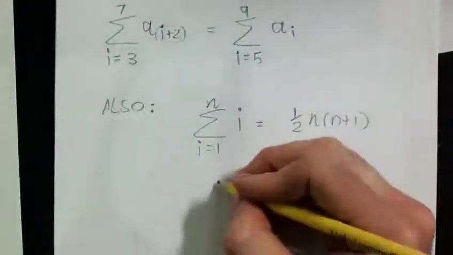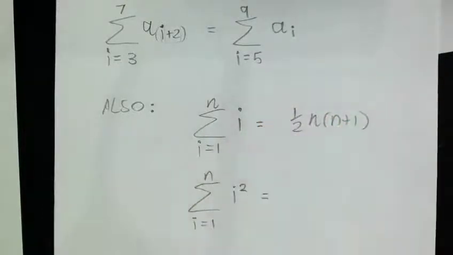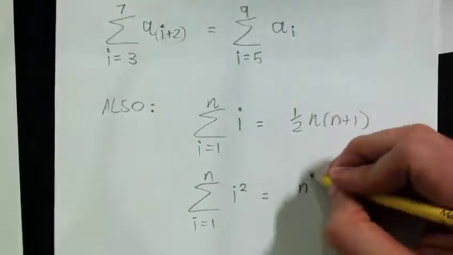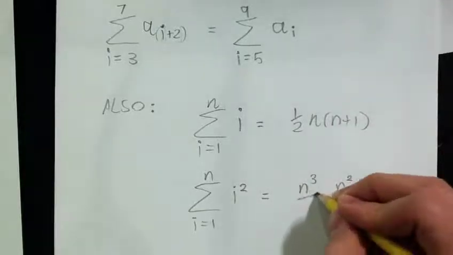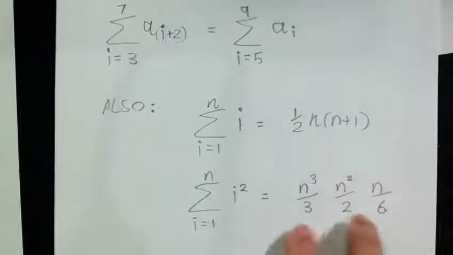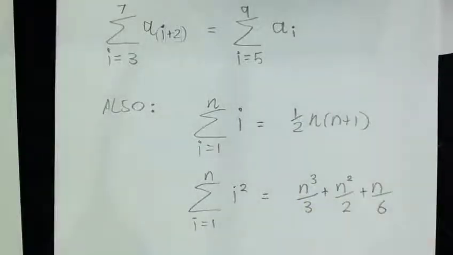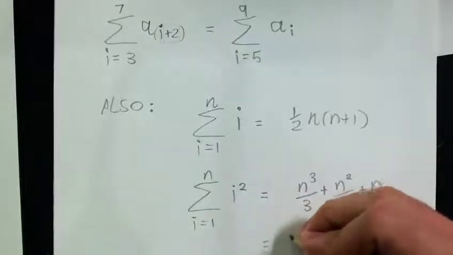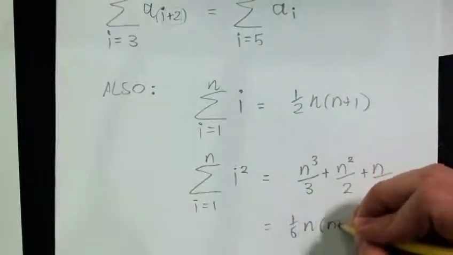So if you add up i squared, you'll get an n cubed and an n squared and an n. This one will be divided by 3, this one will be divided by 2, and this one will be divided by 6, which is 3 times 2. There is another version of that, which is a sixth of n, (n plus 1), (2n plus 1).